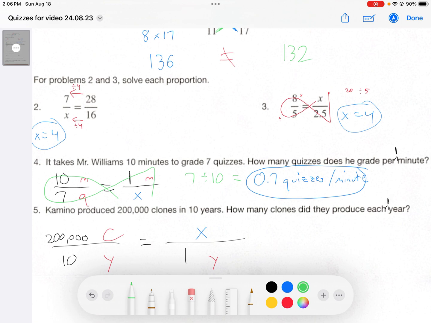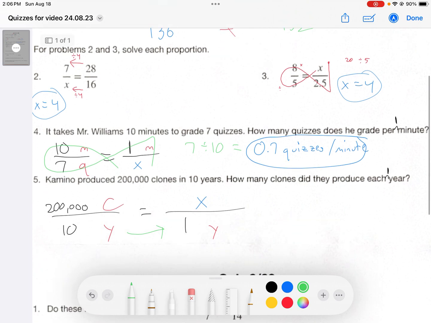I will use a pattern for this one just to kind of demonstrate it. We can get from the left fraction to the right fraction across the denominators by dividing by 10. 10 divided by 10 equals 1. So 200,000 divided by 10 will give us our answer of 20,000 clones per year.